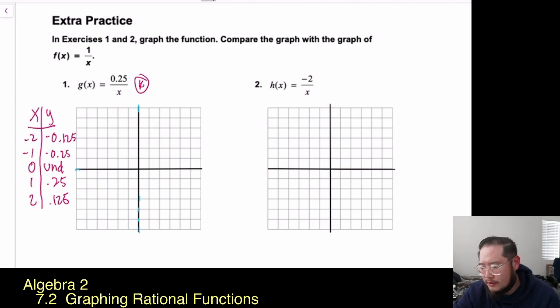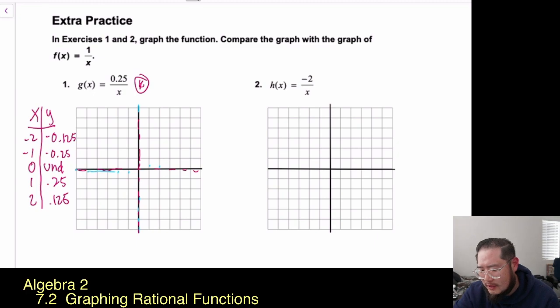So I'll go ahead, I'll start off, I'll put my dotted lines down. We'll plot our points that we have right here. So we got at 1, and we're at 0.25. At 2, we're at 0.125. At negative 1, we're at negative 0.25. And at negative 2, we're at negative 0.125. So it's getting very close to that axis.